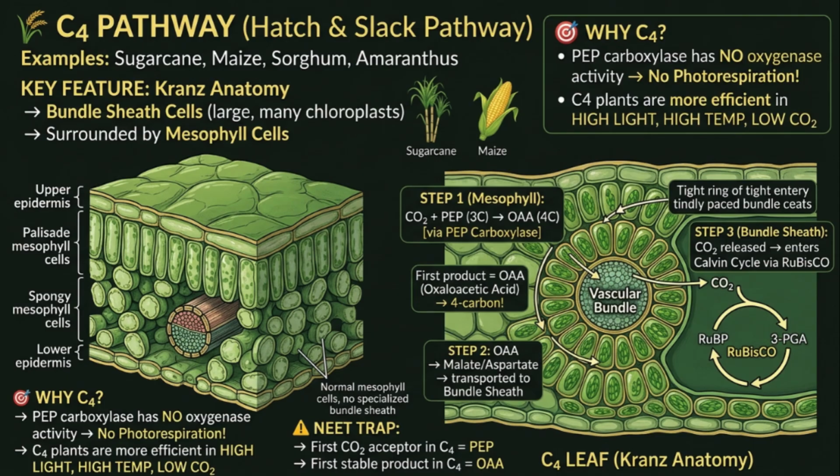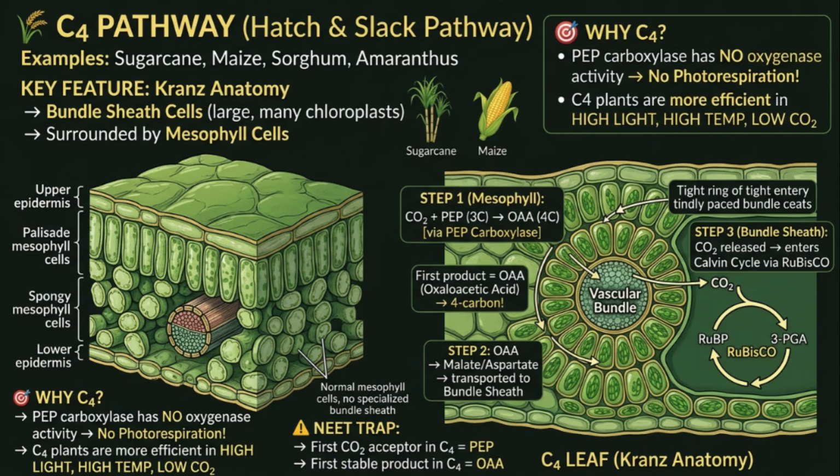OAA is then converted to malate or aspartate and transported to the bundle sheath cells. There it is decarboxylated, releasing CO2. This CO2 now enters the regular Calvin cycle, fixed by RuBisCO. So essentially, C4 plants pre-concentrate CO2 around RuBisCO, preventing it from ever reacting with O2. The result? Zero photorespiration. That's why C4 plants are supremely efficient in hot, bright, low CO2 conditions.